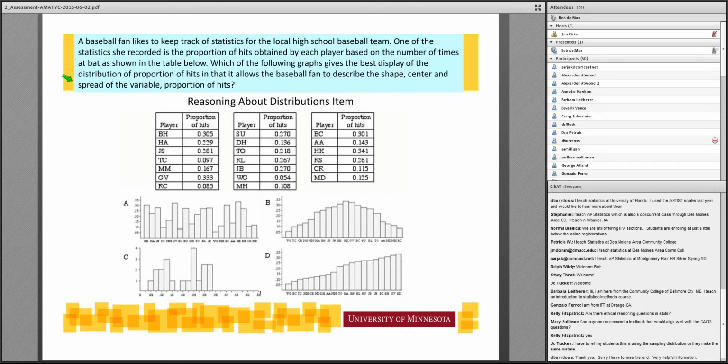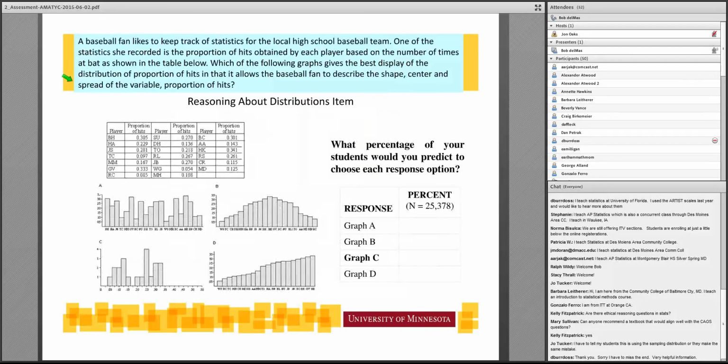Okay, you can look at that and make a judgment. I'm going to move on to the next slide, which is going to have the same information. And I want you to think about, what do you think your students would do with this item? Which graph do you think the majority would choose, or what proportion of your students do you think would choose each graph? And I'm just going to give you a few seconds to think about that.